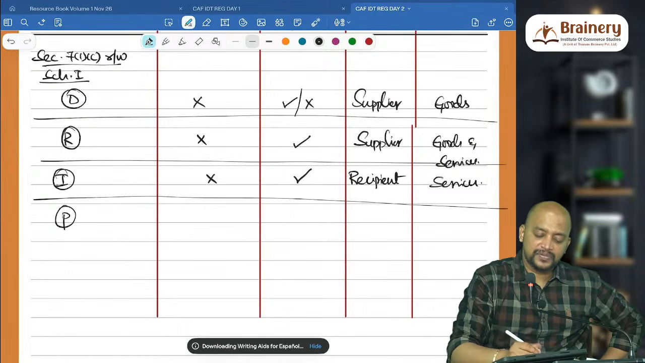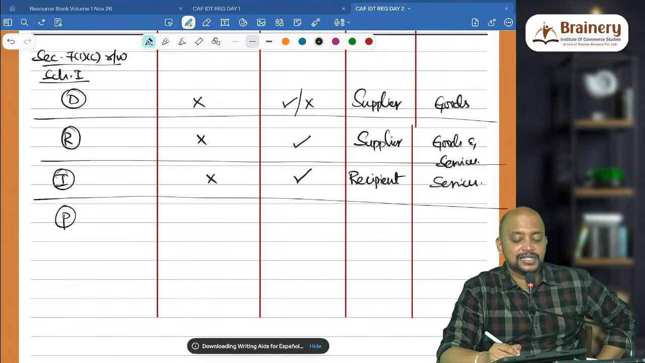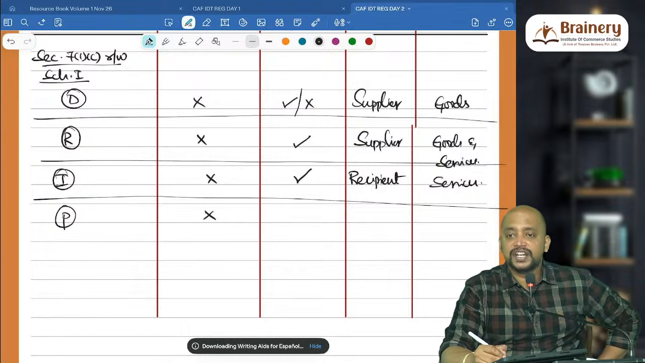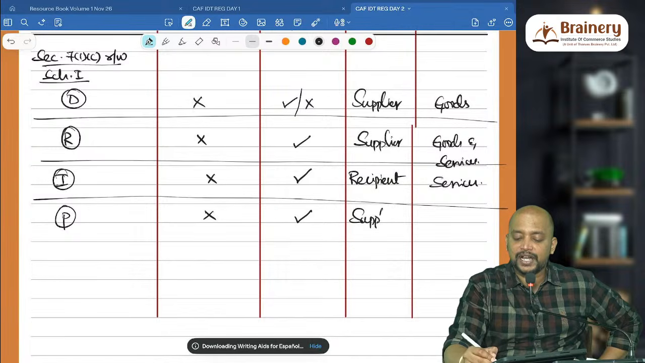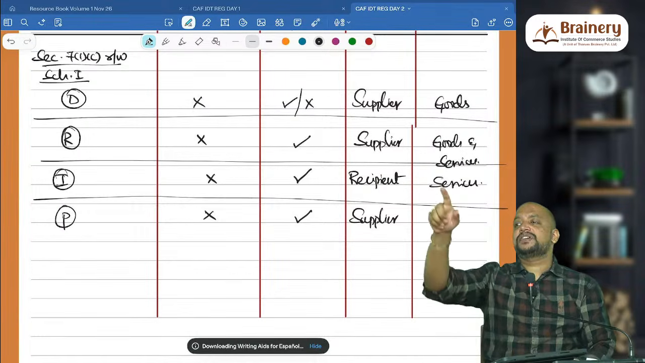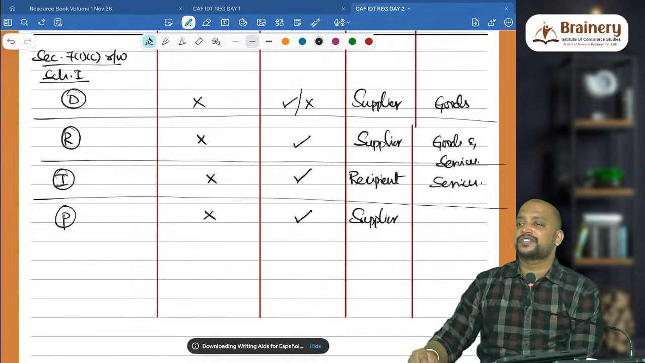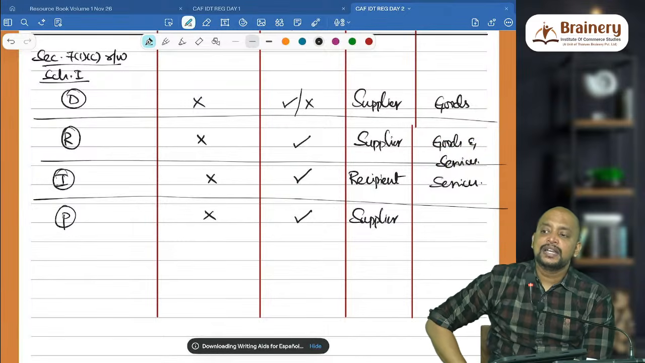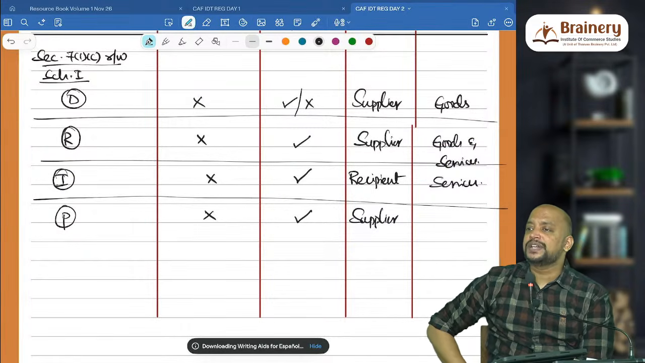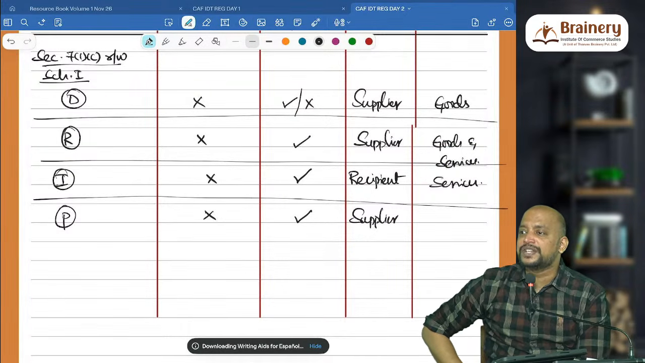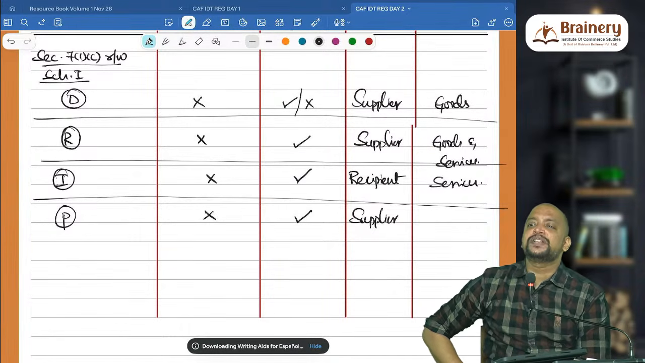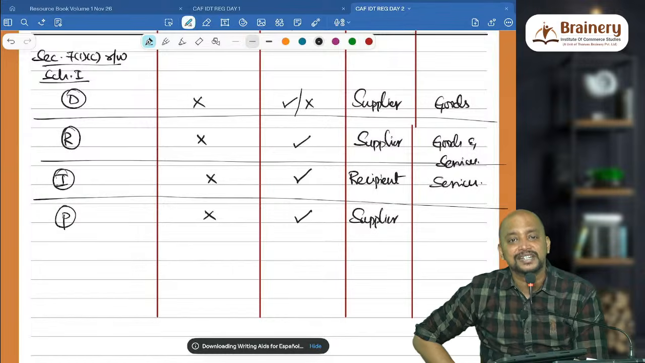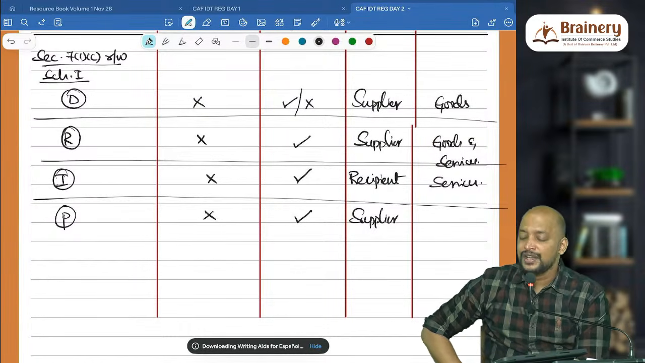Then P, principal agent transaction. Consideration, course or furtherance of business. Yes. And whose point of view? Supplier point of view. But sir, nowhere it is given principal agent transaction should be in the course or furtherance of business. Check the Bare Act. It is said that principal to agent and agent to principal. Correct? But where is it given in the course or furtherance of business, sir? Principal agent transaction is a business transaction. Got it? So that's why.